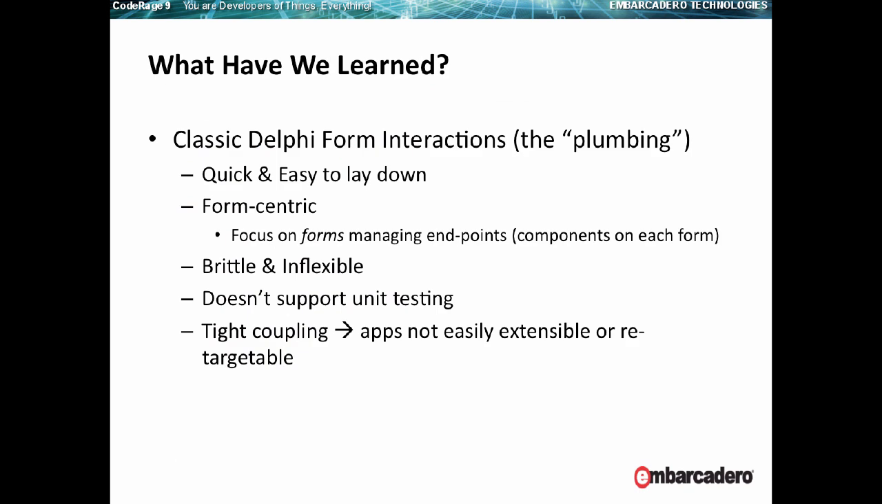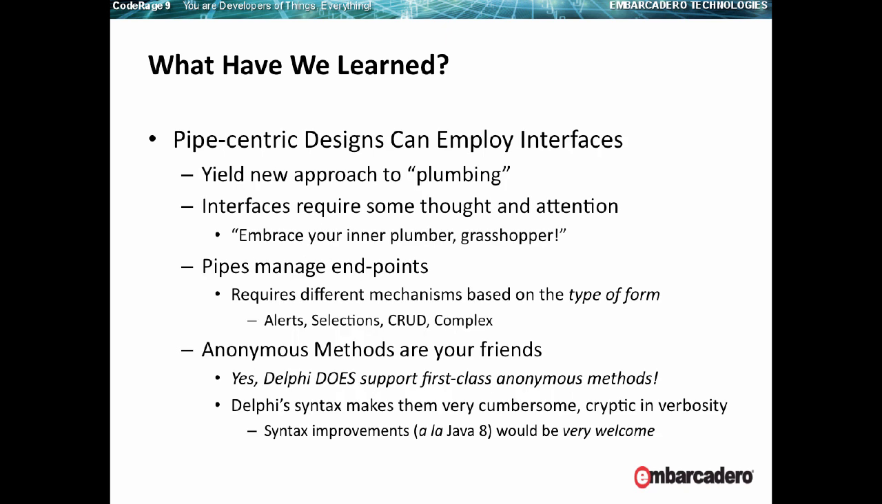So what have we learned? Classic Delphi form interactions, the plumbing part, are really quick and easy to lay down. They're also form-centric. So they focus on forms, managing the endpoints, which is components on each form. But in a bigger context, they're brittle and inflexible. You don't want forms talking to each other because those become tightly coupled. And because of that, we can't really implement unit testing. And also the tight coupling means that these applications are not easily extensible or retargetable.